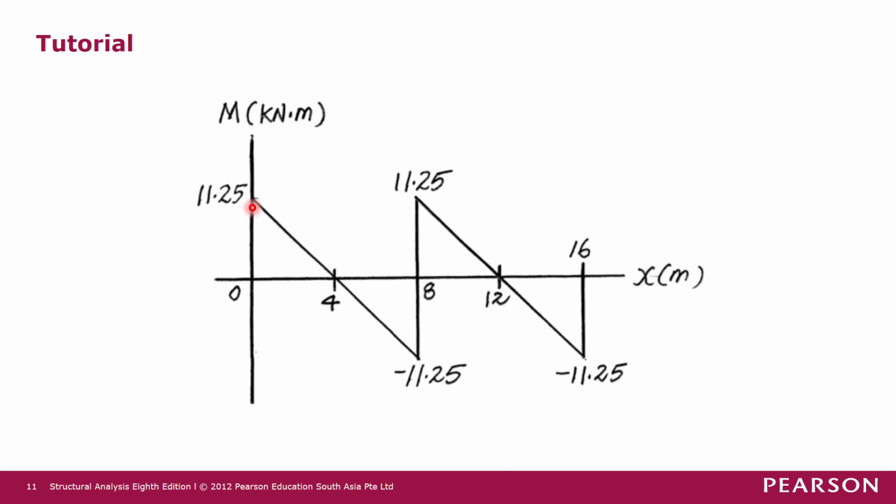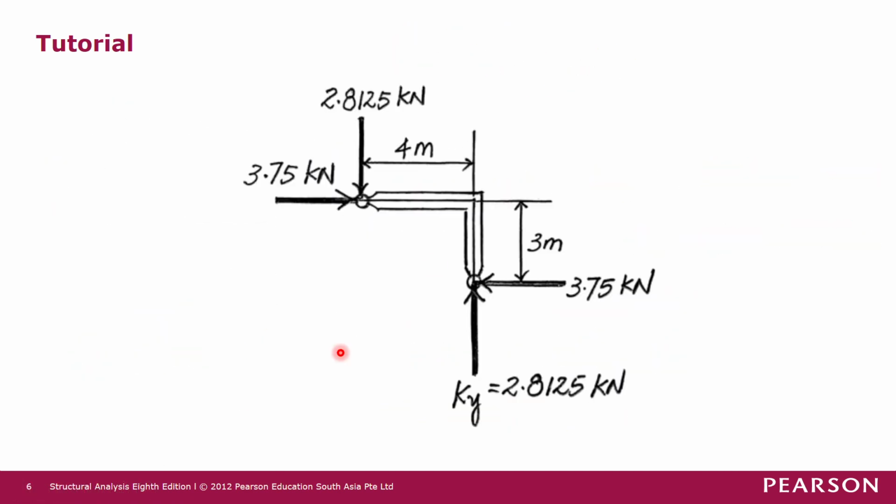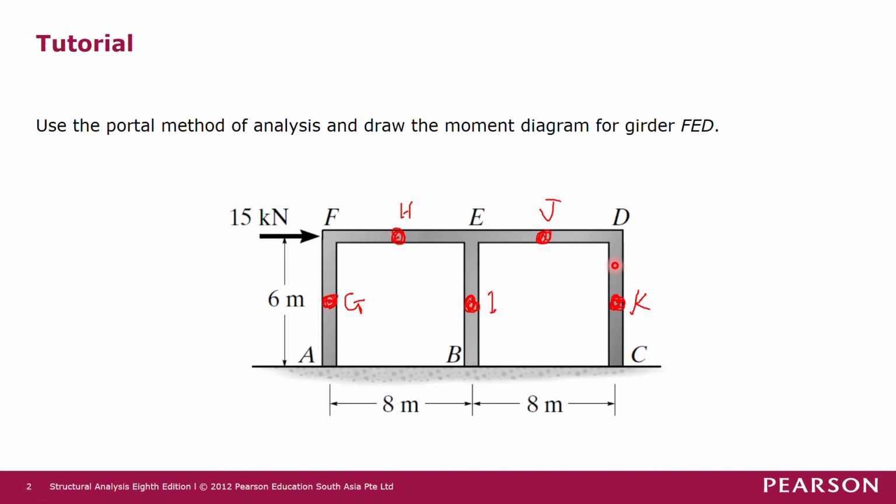Okay, so there is no vertical load in between these two joints here, so there is no effect from external load, so we can just join a straight line from joint F to joint E, and then the bending moment will jump up to positive 11.25 again. This is the bending moment on the left hand side of joint E, and this is the bending moment on the right hand side of joint E. Now we have left only the last bending moment at this joint for the girder. That joint is joint D.